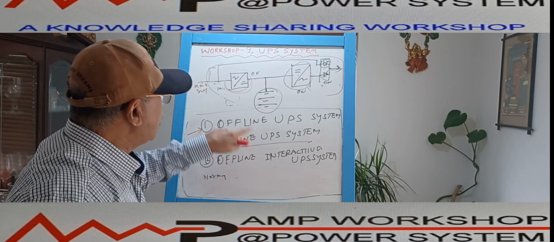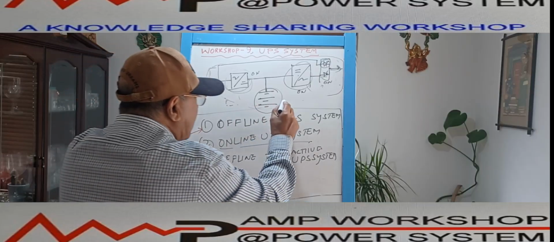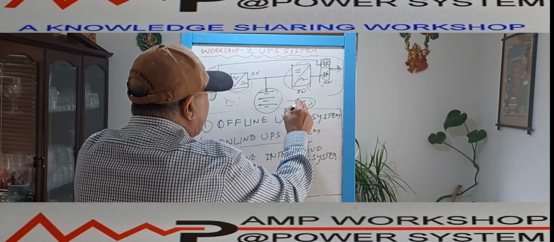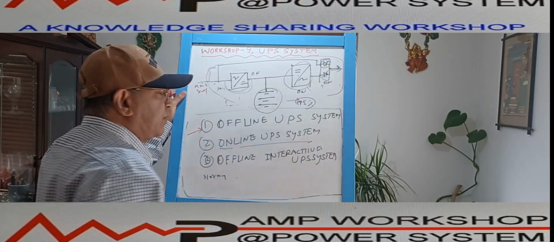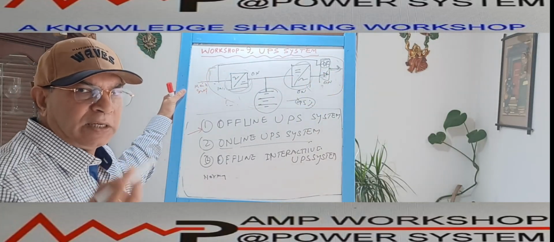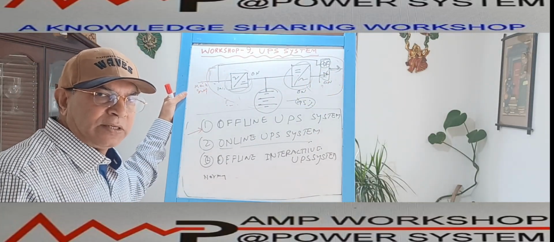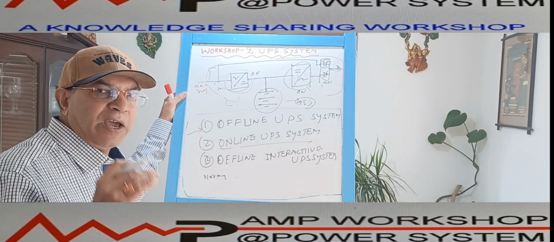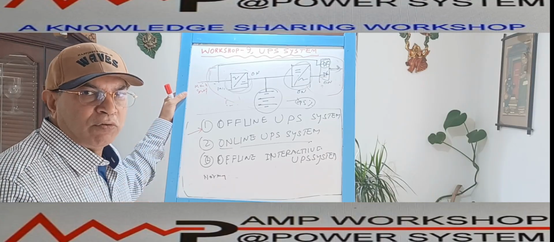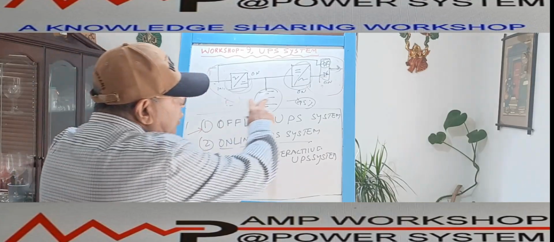In case of online UPS, that means 95% time it will be running through the UPS system. So the loads will continuously, most of the time, 95 to 99% time, be getting a very good voltage profile, smooth voltage, low harmonics, which is controlled through the system.